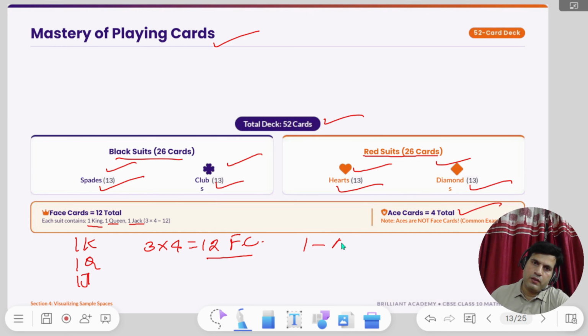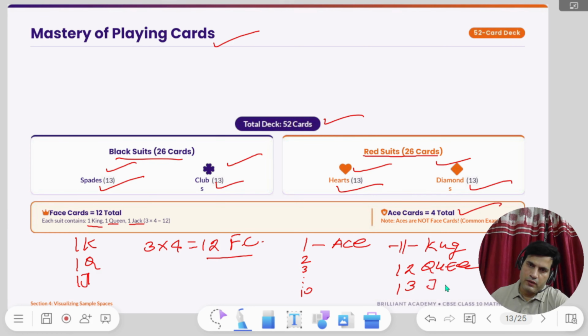There is the first number card, an ace, and then the numbers 2, 3, dot dot dot, 10. After that 11 is jack, 12 is queen and 13 is king. So in this way we can find the probability of each type of card.